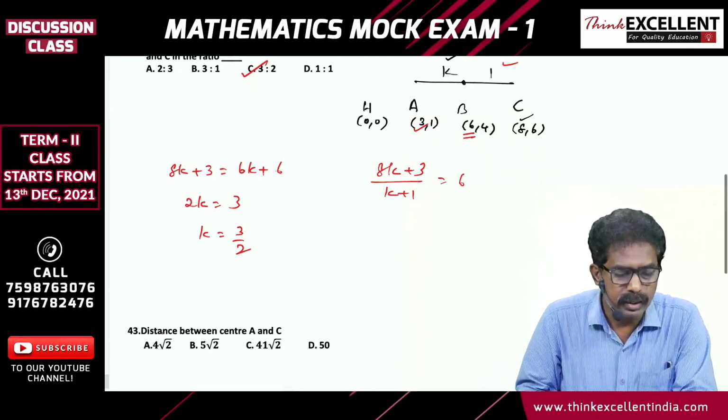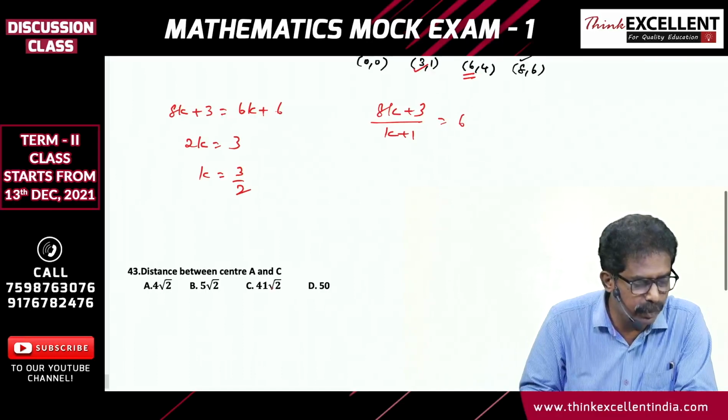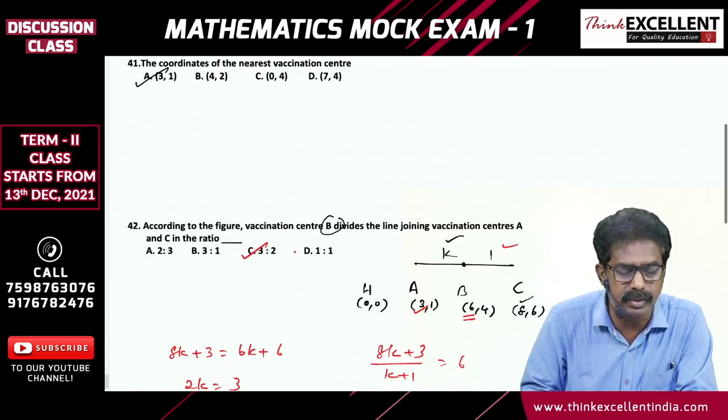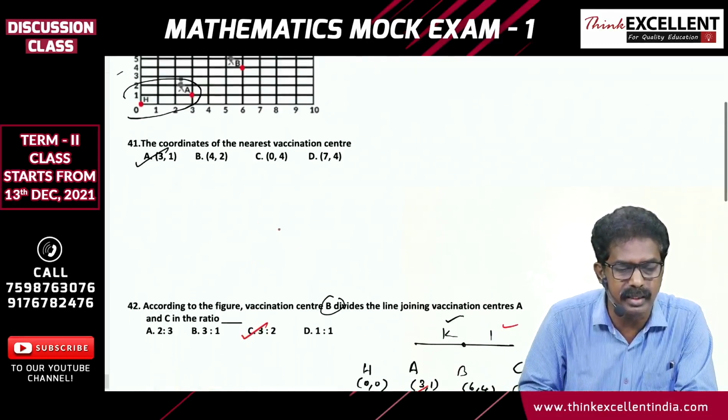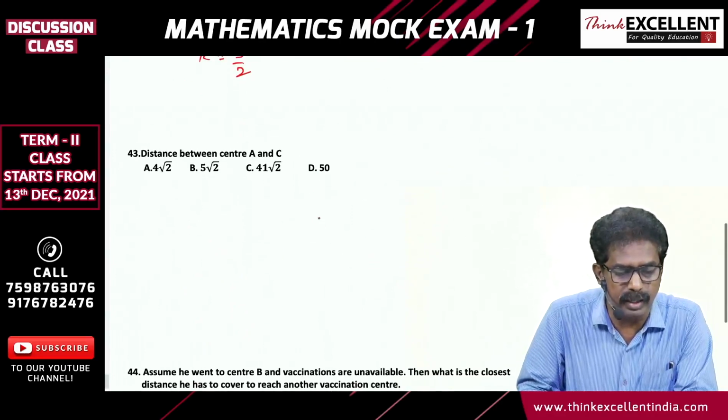Third one, distance between the centers A and C. Very simple one. Just apply the distance formula, right? Distance between the centers A and C. A is 3, 1 and C is 8, 6.